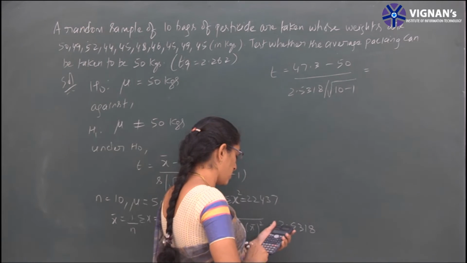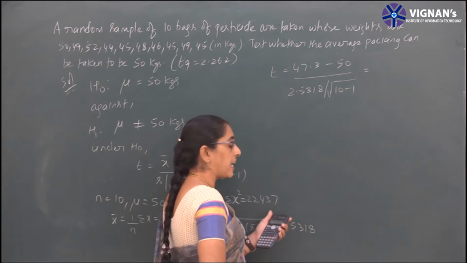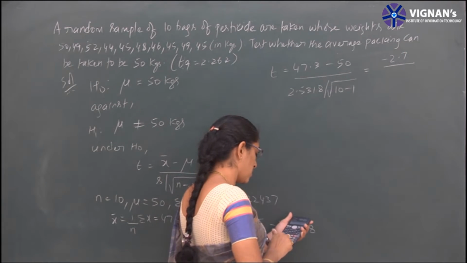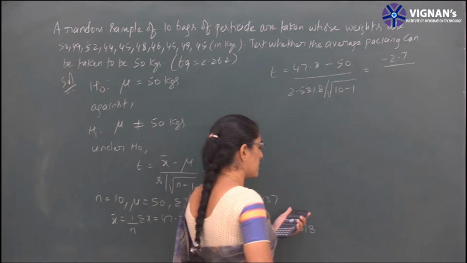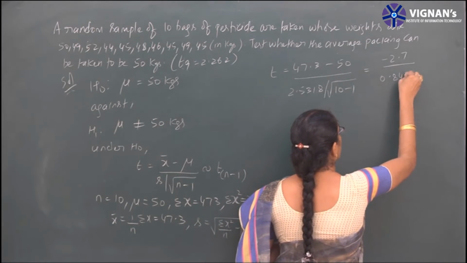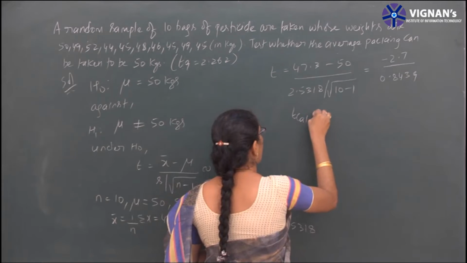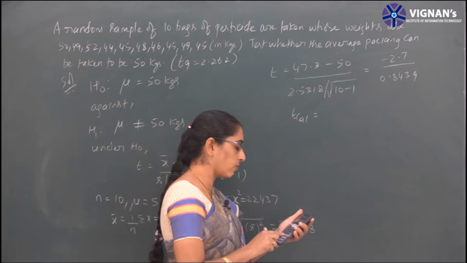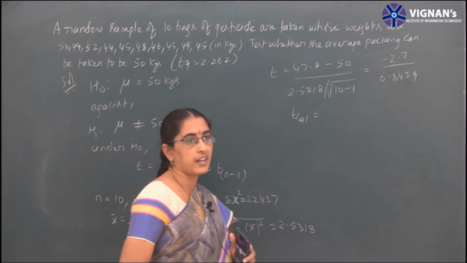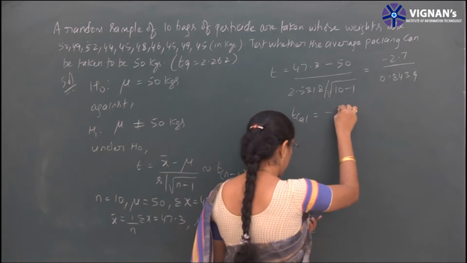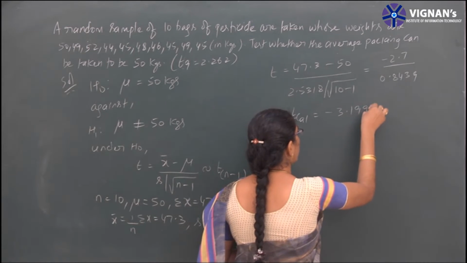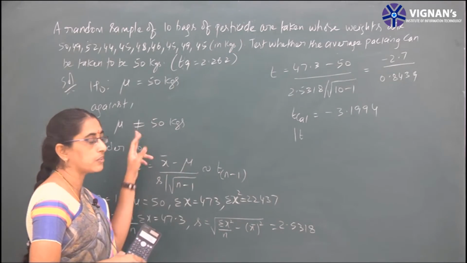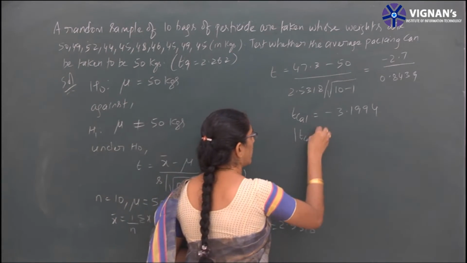So 47.3 minus 50 gives you minus 2.7, divided by 2.531 over 3, which is 0.8439. That means the t calculated value is 2.7 divided by 0.8439, which gives you 3.1994. But here we have a minus sign. Now our alternative hypothesis is not equal to, meaning two tails, so we can consider the modulus of that.